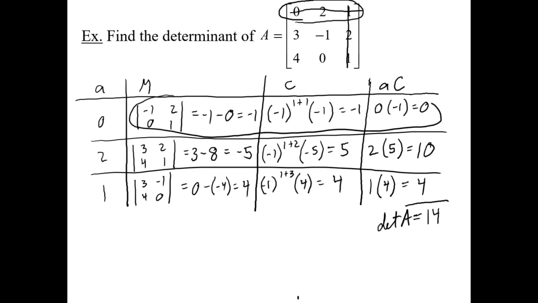Did any of this work even matter? Because when I do A times C, if A is 0, who cares what C is? Multiply by A and you're going to get 0 anyway. So it's kind of nice to observe that we could save ourselves some work here by picking rows or columns that have the most zeros. Because if an entry is 0, when we multiply by the cofactor, it's still going to be 0. So why bother finding that cofactor to begin with?